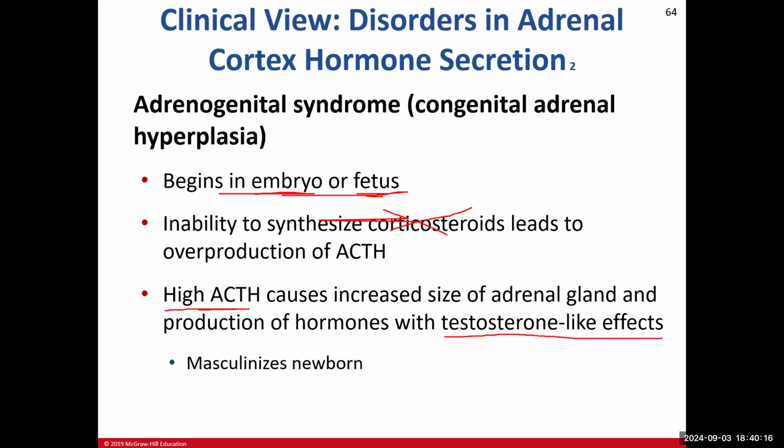So if you have a female fetus or embryo, an XX organism, and you're influencing it with testosterone or androgen, male-like characteristics, what's going to happen to that fetus? It's going to resemble more of a male appearance. So you're going to see that newborn have more masculine characteristics.